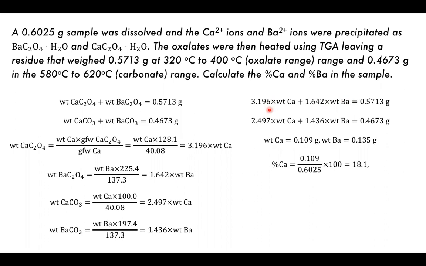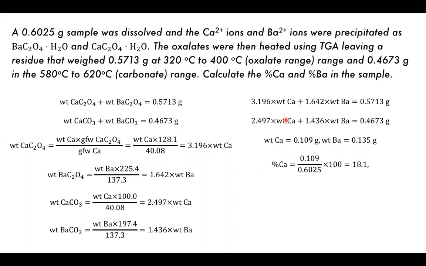And then we can do the same for the carbonates. For example, the weight of calcium carbonate is going to be equal to 2.497 times the weight of calcium. So we just substitute that into our equation. And then we do the same for the barium carbonate so that we now have two equations in terms of similar terms. Say these are X's and these are Y's. Then we can rearrange them so that we can get the value of X.